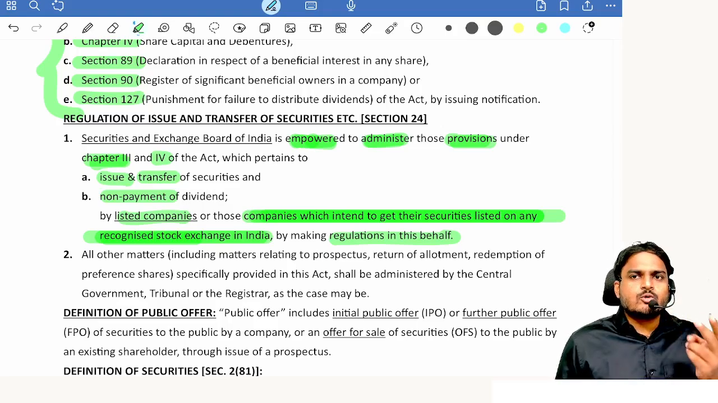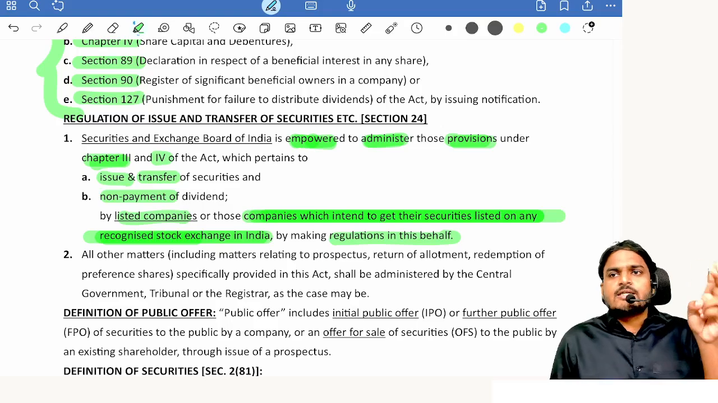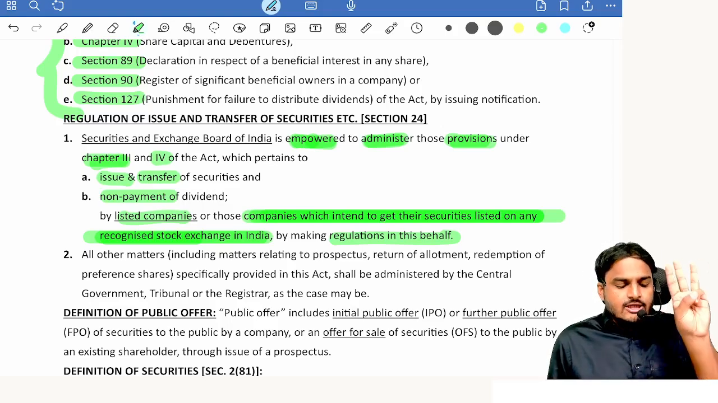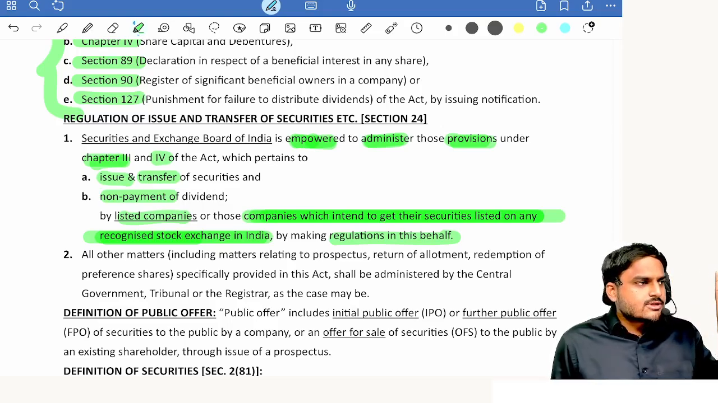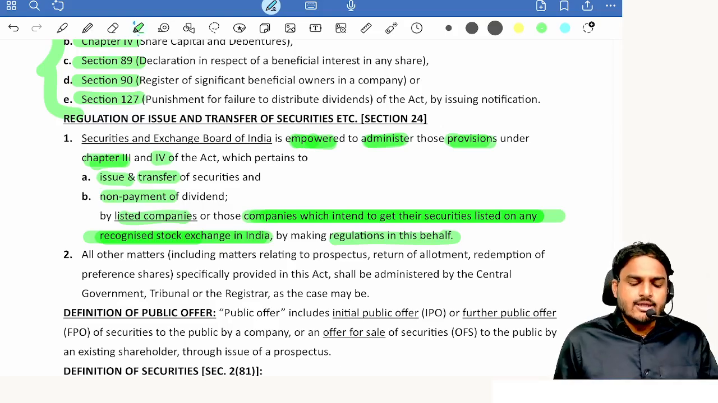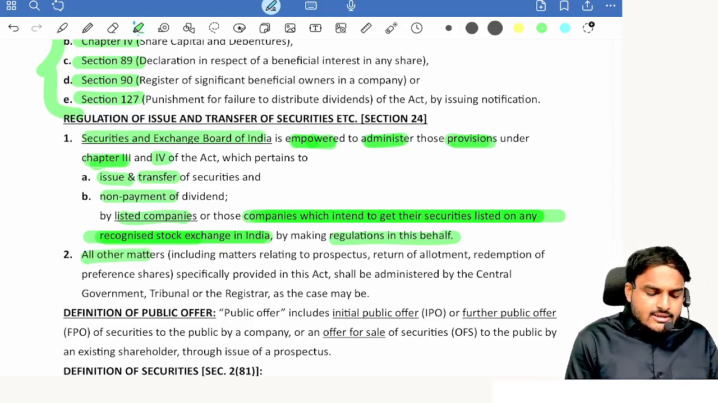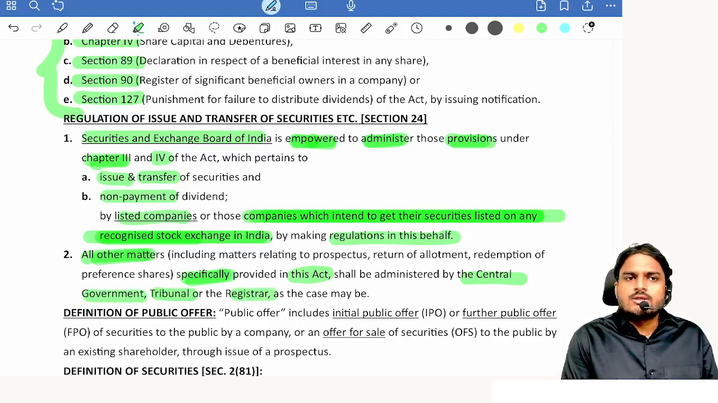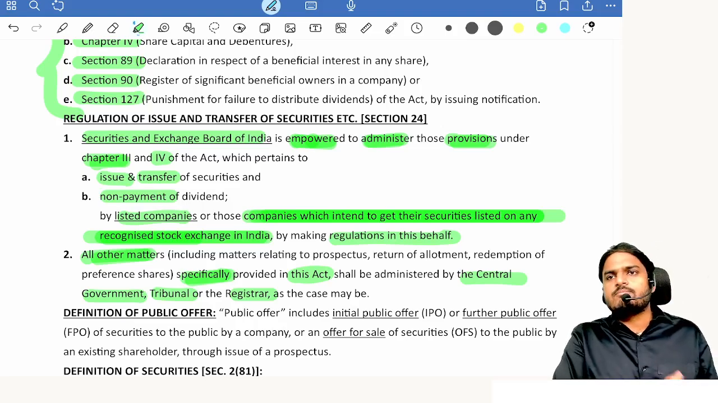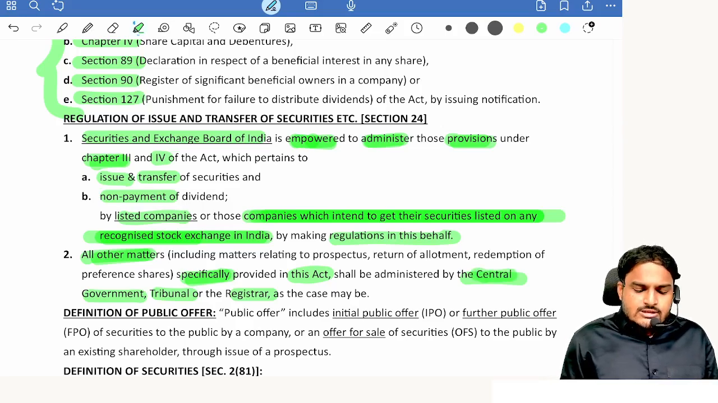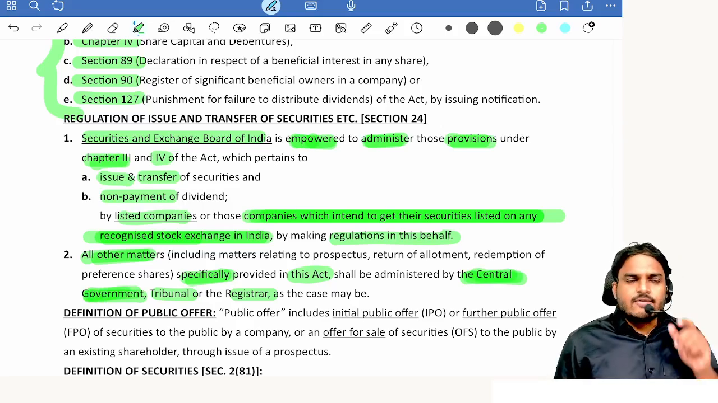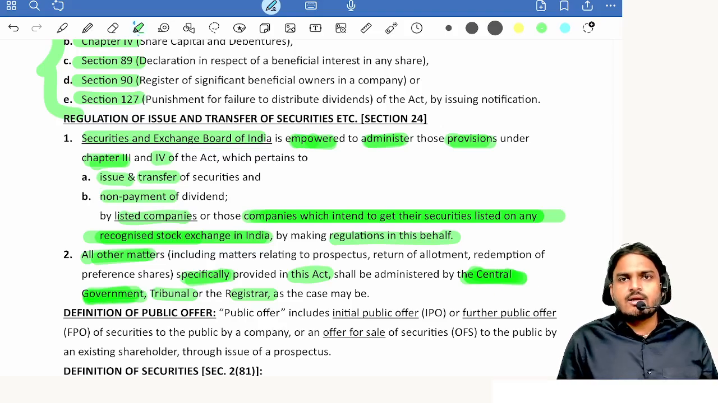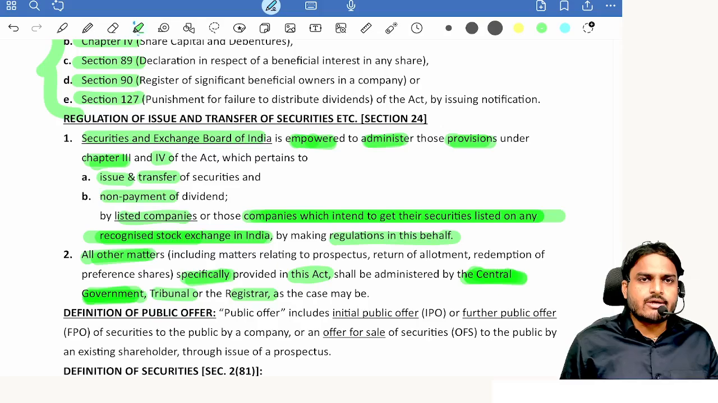So here you can find 2 companies. What are those 2 companies? Listed companies, and companies in the process of listing. In these 2 companies, 3 matters: issue of securities, transfer of securities, non-payment of dividend, are regulated by SEBI. And all other matters specifically provided in this act shall be administered by the central government, tribunal, registrar. If a listed company wants to shift its registered office from one place to another, it should comply with the rules framed by the central government. If a listed company wants to appoint an auditor, it is enough if they comply with the rules given by the central government. Getting it? Everyone?